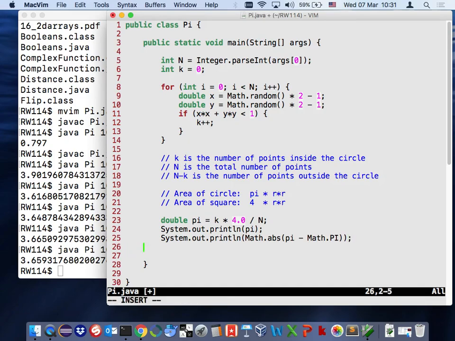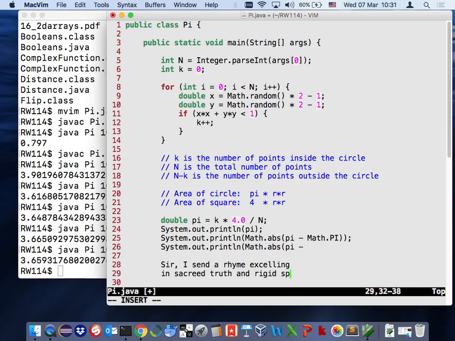And I'll print one more thing. I'll also print the absolute difference between this pi and the pi I know. What's the value of pi? Okay, you remember a simple rhyme: Sir, I send a rhyme excelling in sacred truth and rigid spelling. And then you simply count the number of letters in each of these words. 3 letters in sir, 1, 4, 1, 5, 9, 2. Couldn't spell sacred. Doesn't bode well.